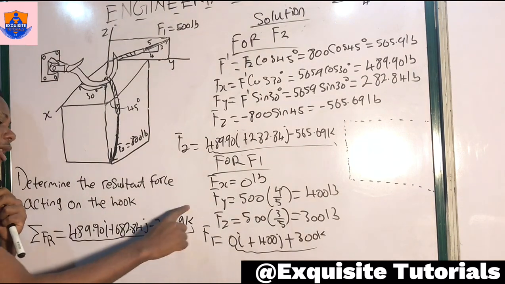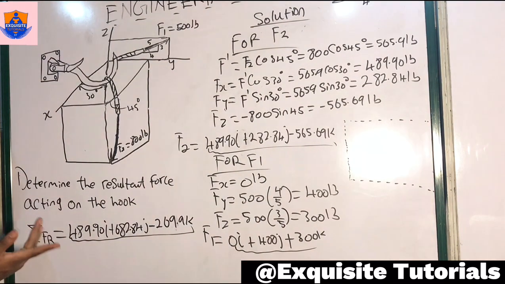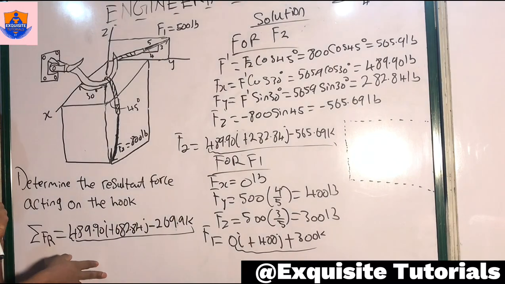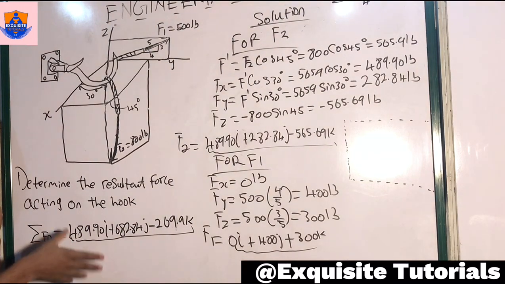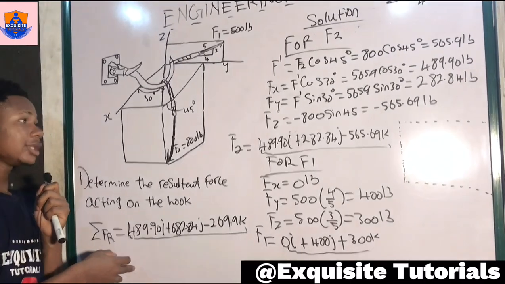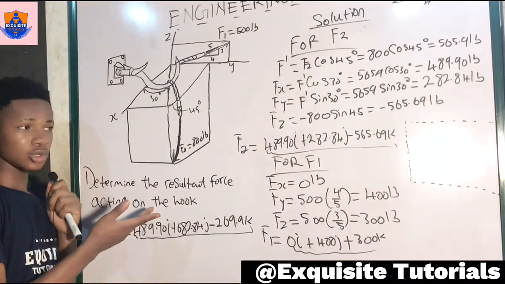Now what we're having here is the resultant force in terms of vector form. To find the next one, that is the magnitude, you can simply take the square root of the sum of the squares of all these values we're having on the board. If you don't know how to compute these values, you can watch our previous video on vectors on how to do this.